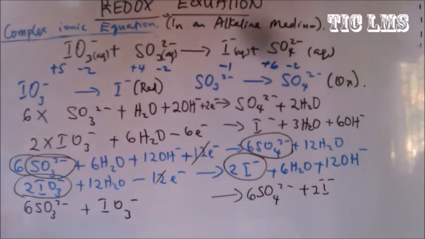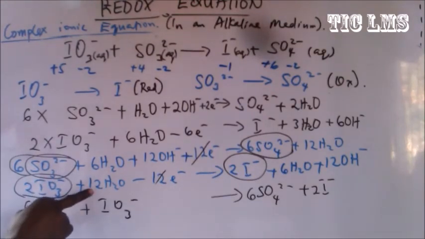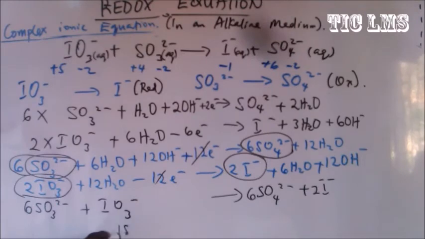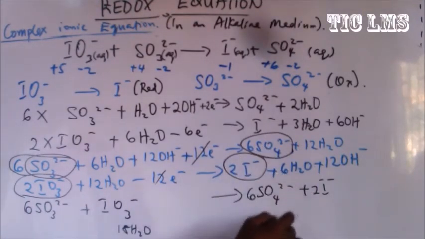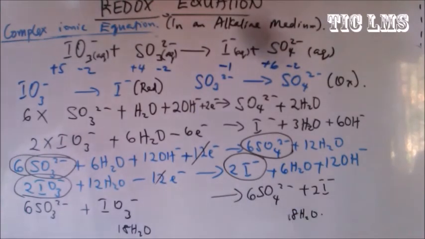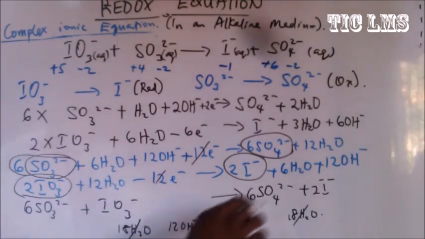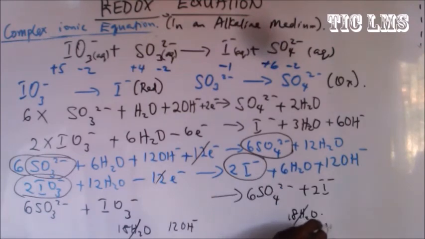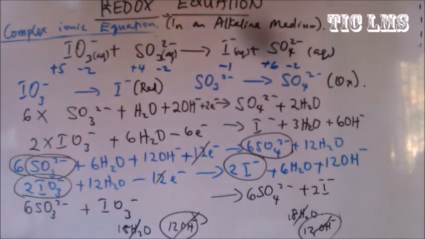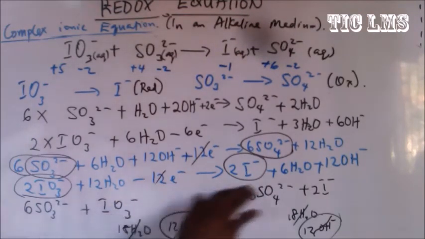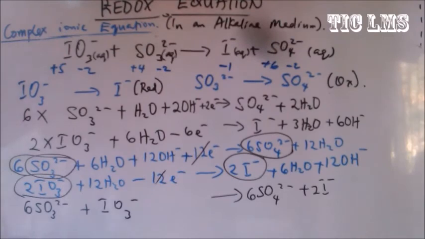Next, we are left with the hydrogen. 6 plus 12 here gives 18H2O, right? And then we have 12 plus 6 here gives 18H2O, meaning that the water molecule will cancel out. Then we have 12OH- here, and we have 12OH- here, meaning that the OH- also will cancel out. And when they cancel out, this is what we are going to have. And so we could say that this is our resultant equation.